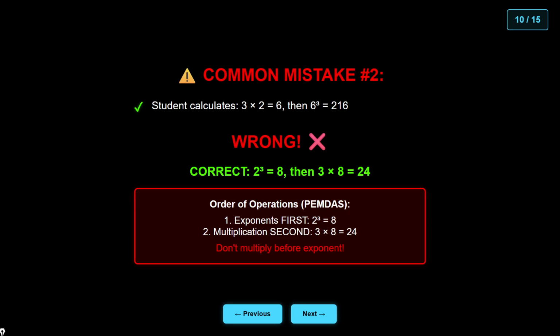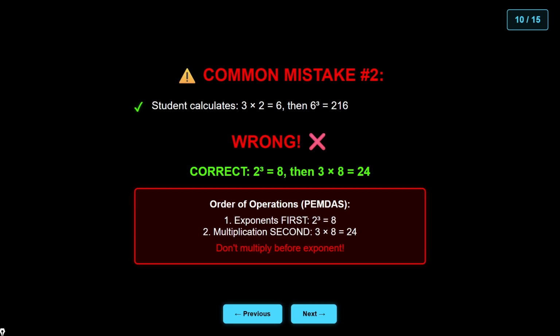Order of operations. Some students calculate it like this. They will do 3 times 2 equals 6, then 6 cubed is 216. That's absolutely wrong. You must do the exponents first and then multiply.